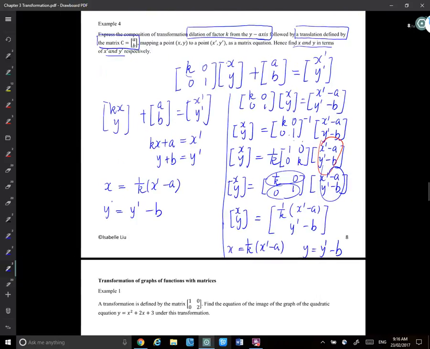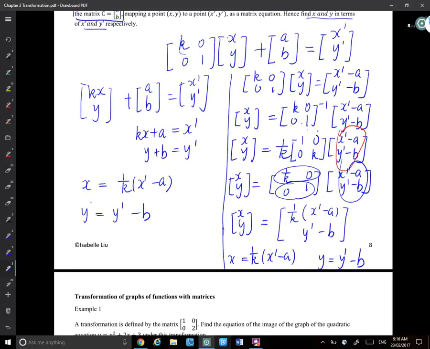The book is showing this method. The book uses the right hand side method, but I think it's too long. This one is much easier. Just calculate, following the order, and finally equalize both sides and make x dash and y dash the subject. I always use this method. I will show you more examples of this type, so you can see this is an easier method.